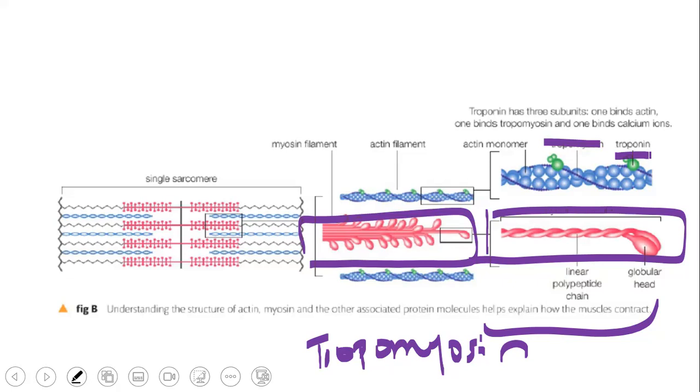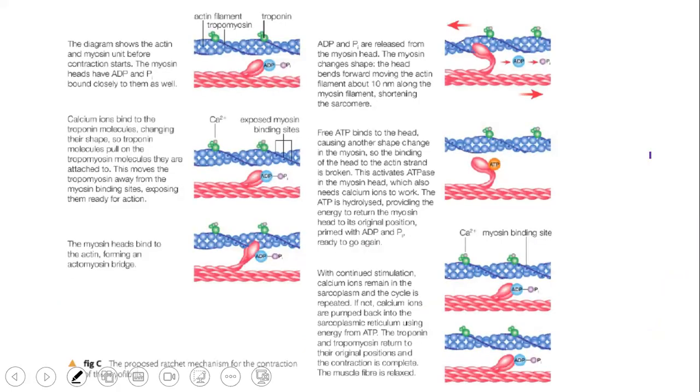So how does the process actually happen? How does the muscle contraction take place? The muscle contraction takes place like this. Calcium ions are released from the sarcoplasmic reticulum. If you remember, the sarcoplasmic reticulum was the network that was present in our myofibrils, right? So it releases calcium ions.